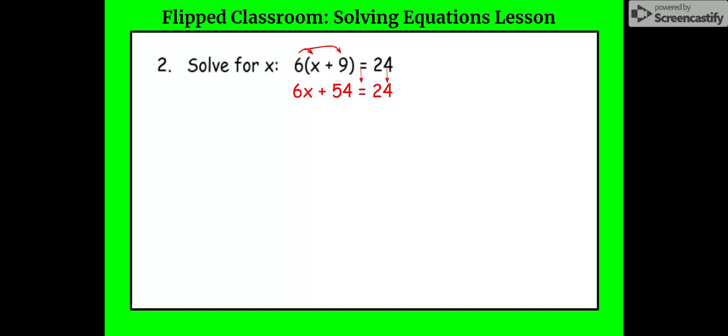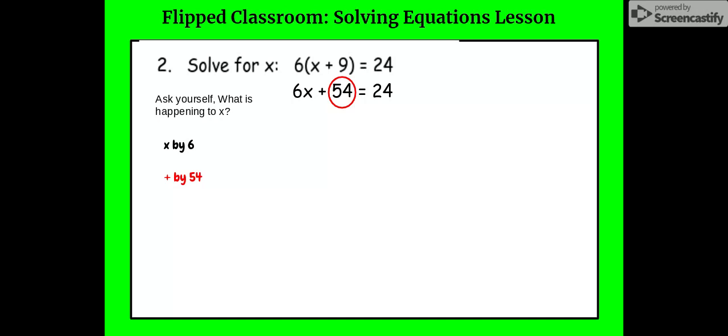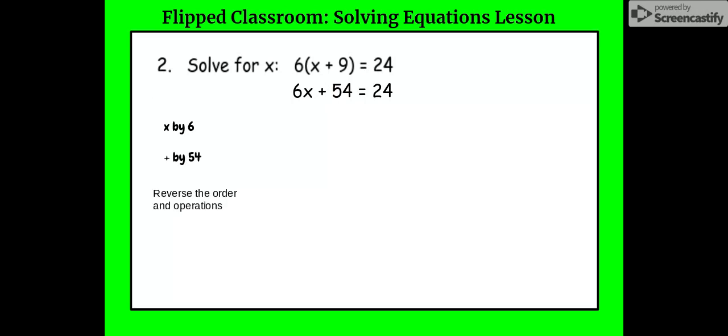Next thing we're going to do is always ask ourselves, what is happening to our x? X is being multiplied by 6, added by 54. So now what we do is we reverse the order of operations that's happening. So the opposite of adding by 54 is subtracting by 54. And the opposite of multiplying by 6 is dividing by 6. So now we're going to start. We're going to first subtract by 54 on both sides of the equal sign.